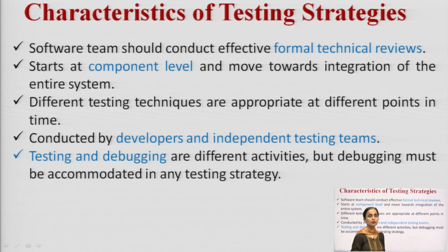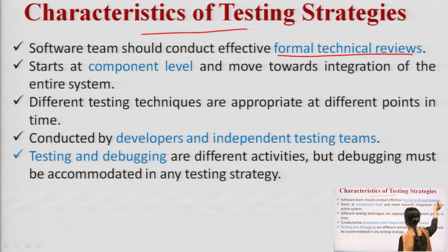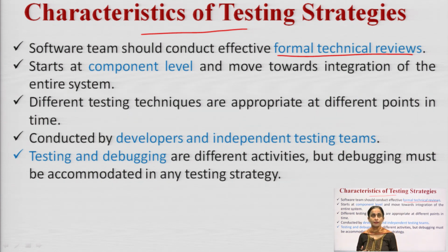Then next comes, what are the different characteristics of these testing strategies. Characteristics means the software team should conduct effective formal technical reviews. Meaning the entire team should be involved in knowing more and more things and features about the software. That can be possible by conducting the technical reviews, gathering information from every member of the development team.